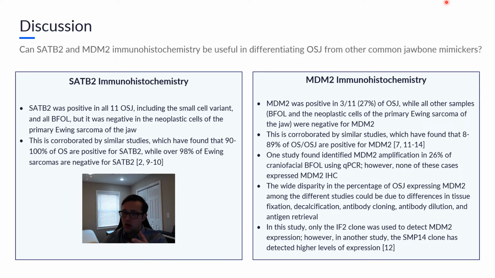As for MDM2, only 27% of our samples were positive for this marker, and the literature reports a much wider range of positive results for this. At the present time, we think that this wide range can be the result of various things like tissue fixation, decalcification of samples, antibody cloning and/or dilution, as well as antigen retrieval. All of these things can vary from study to study. Additionally, we discovered while we were writing our discussion section that other studies have achieved much higher positive results using a different antibody for MDM2 known as SMP14. Future studies may wish to use this antibody instead in order to achieve a higher degree of sensitivity to MDM2.